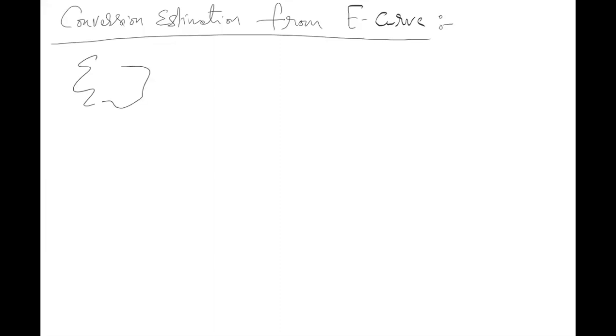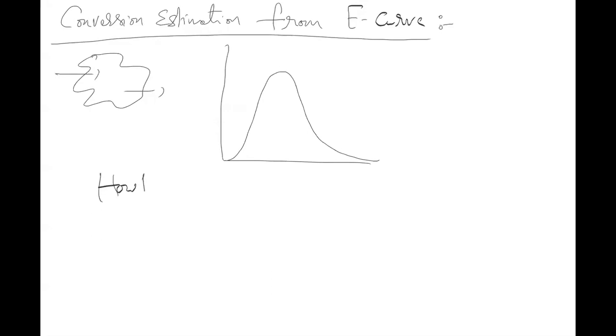Suppose I have a real reactor something like this. This has an RTD something like this. How do you estimate conversion out of this reactor? How do you estimate conversion from the E curve? One way is how to estimate conversion from the E curve.